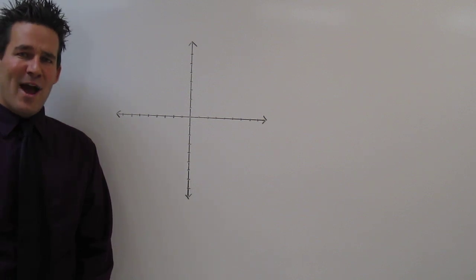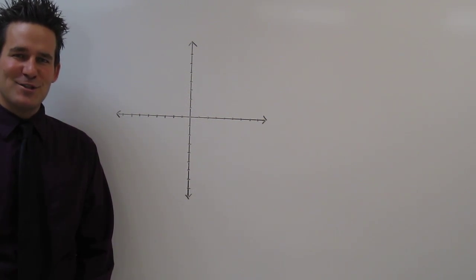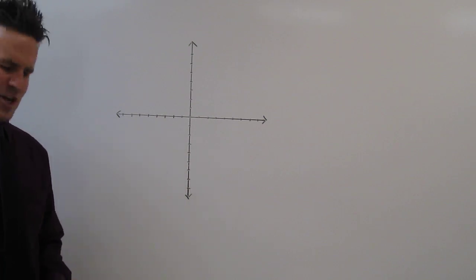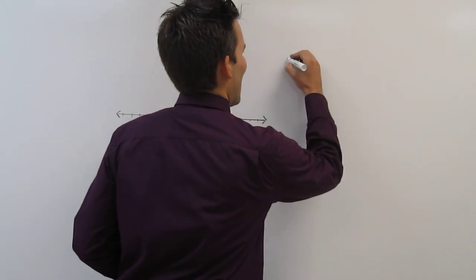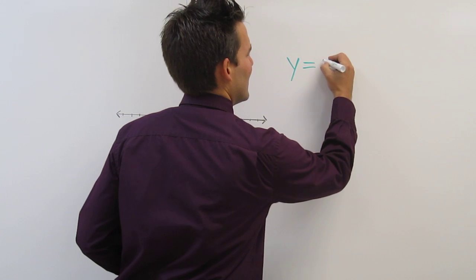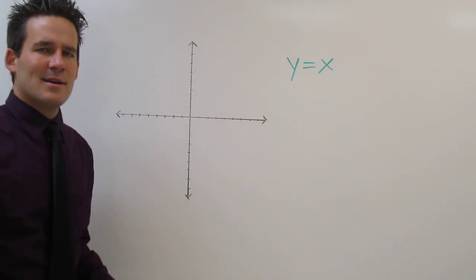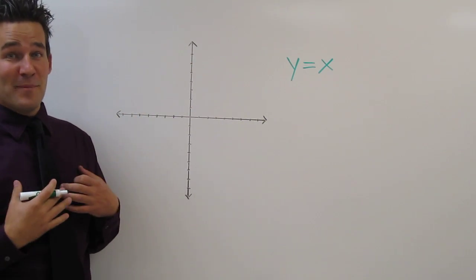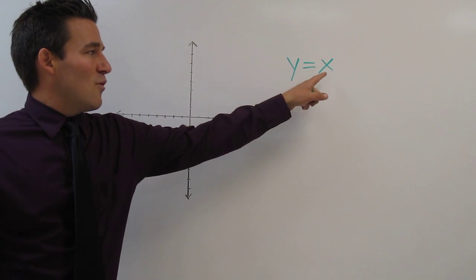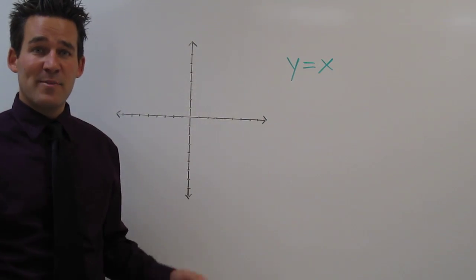Let's talk about the graph of the absolute value parent function. But first, let's just talk about the graph of y equals x. Now the easiest way to graph this for me is just to notice that whatever x is, y is going to be also.